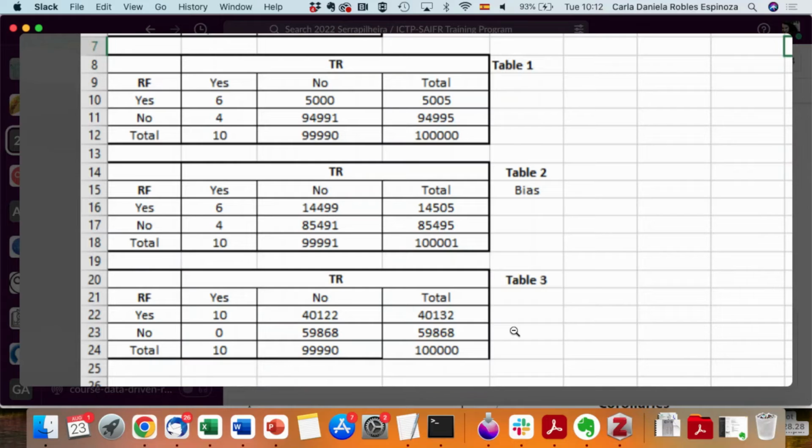In table 1, more false positives than false negatives. In table 2 with bias, more false negatives than false positives. And in table 3, we don't have any false negatives, and the positive response is generally more accurate.